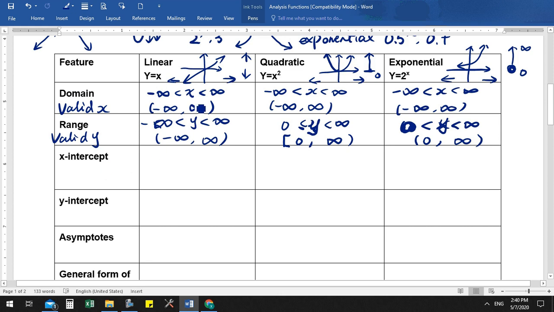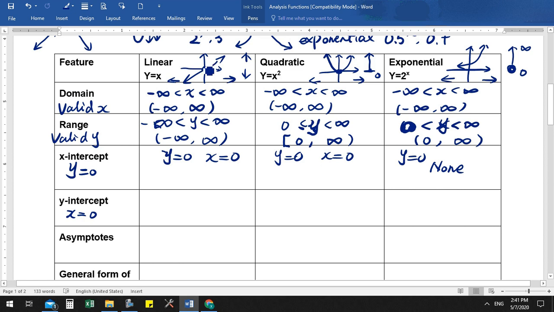So x-intercept means the graph intersects with the x-axis. The x-axis is y equals 0. So for this one, the point of intersection is when y equals 0, you will see x equals 0. Okay. And for this one, when y equals 0, there's no point that intersects with the x-axis, so it's none. Never ever, no x value. It doesn't cross the x-axis.